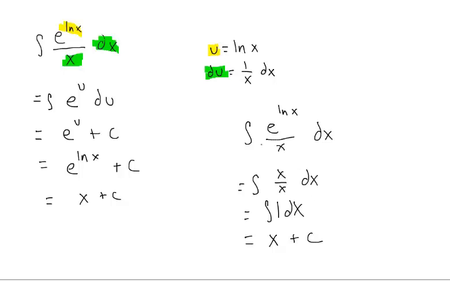The reason I wanted to do it the other way is to show how u substitution works with e and ln. So if you remember the simplifications, this problem was a little bit easier than having to do the u sub, but it's not bad to remember how to do it both ways. And that's all for u sub with e and ln.